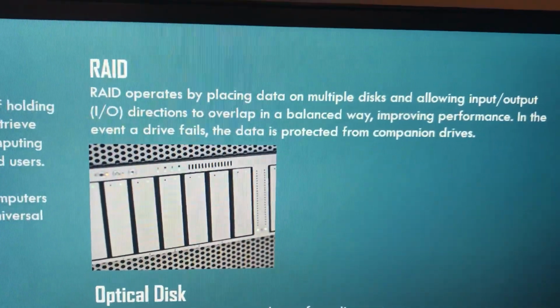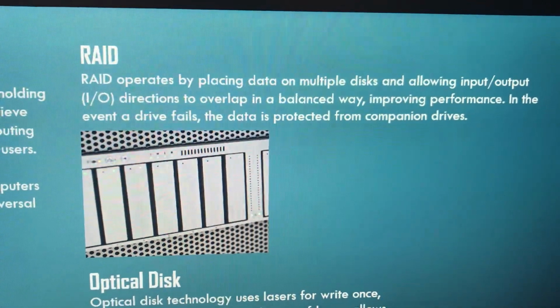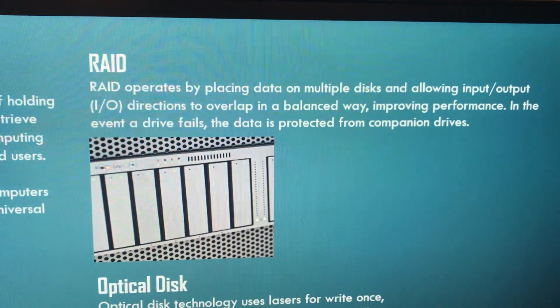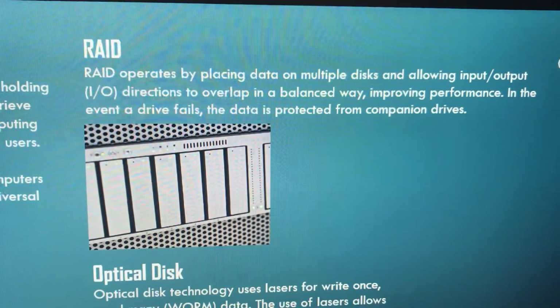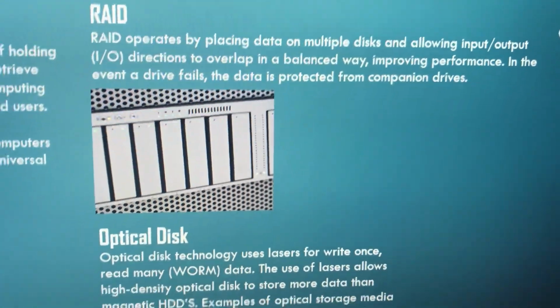Move on to RAID. RAID operates by placing data on multiple disks and allowing input/output operations to overlap in a balanced way, improving performance. In the event a drive fails, the data is protected from companion drives.